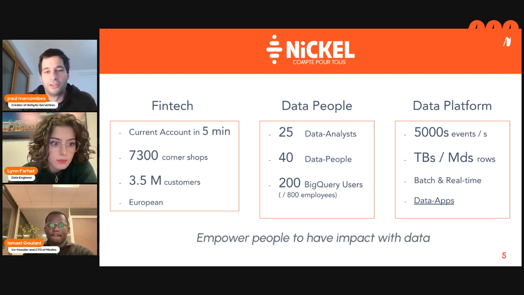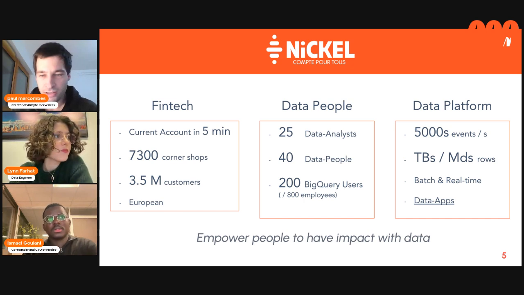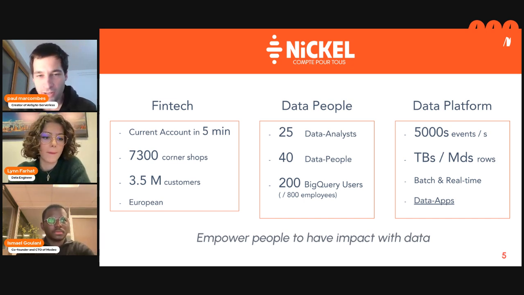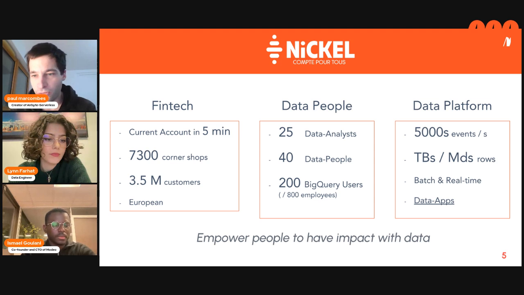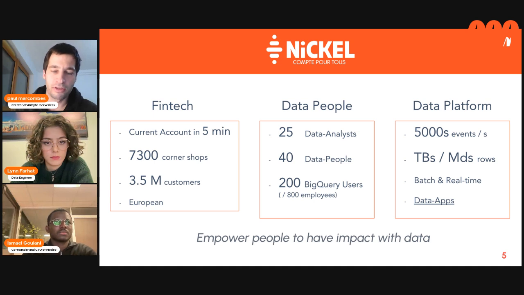Okay, cool. So, hi everyone, I'm Paul. I'm head of data at Nickel. Nickel is a fintech. We open current accounts. Here are some figures of what we do, and if you need to remember just one thing, what we try to do at Nickel in the central data team is to empower business teams to have impact with data, so that they can do everything about data, from collection to deployment of algorithms.